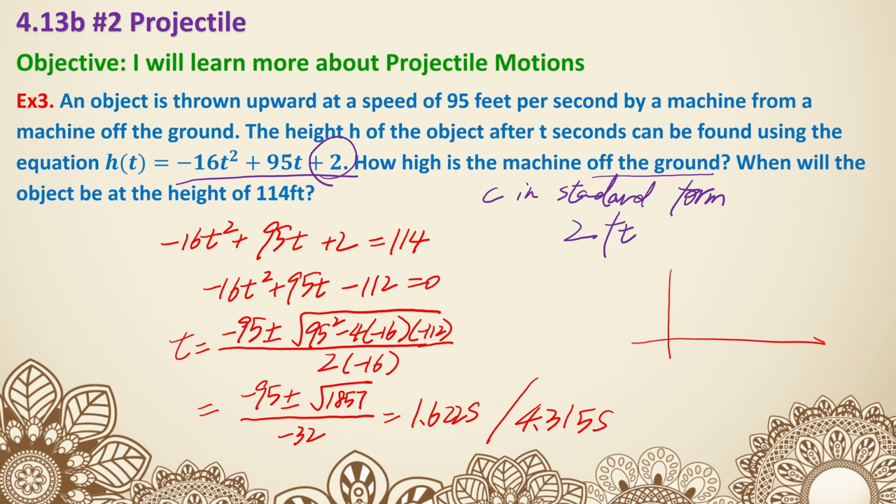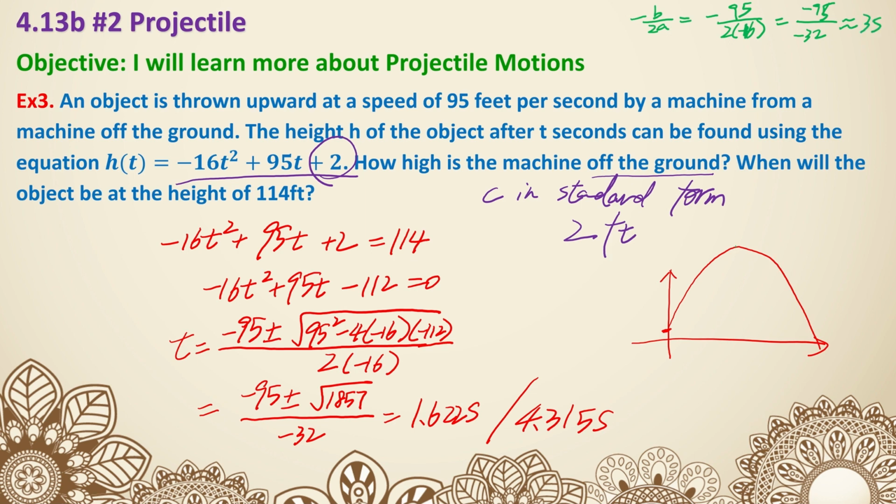Well, think about it. It's launching from 2 feet, and then it's going up and down, and it's asking for when it's going to be at a height of 114. Well, the highest point is actually going to be more than that. If you want to calculate it, let's do a quick calculation. Negative b over 2a in this case is negative 95 over 2 times negative 16. So it's going to be negative 95 over negative 32. So it's almost 3 seconds.